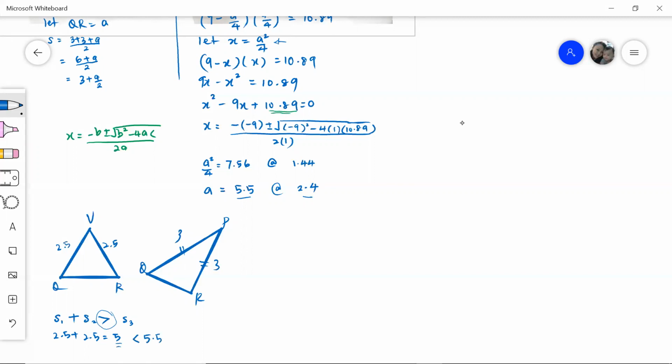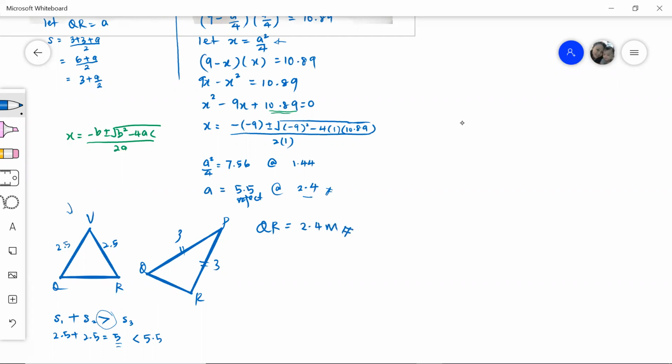The sum of these two sides is actually less than 5.5. So we cannot accept 5.5. So we got to reject this. See, we just use this triangle to test. Now, if you take the 2.4, you see 5 definitely is greater than 2.4. So we can accept this one. For the triangle PQR, both can be accepted. So the one that determines which one is acceptable will be from the triangle VQR. So therefore, QR will equal 2.4 meters only.